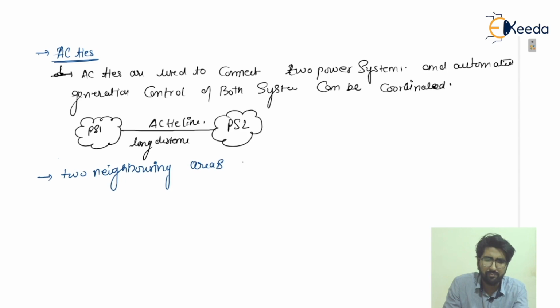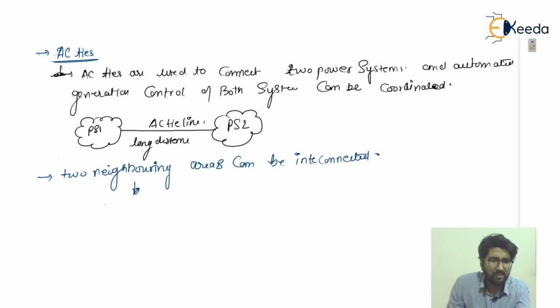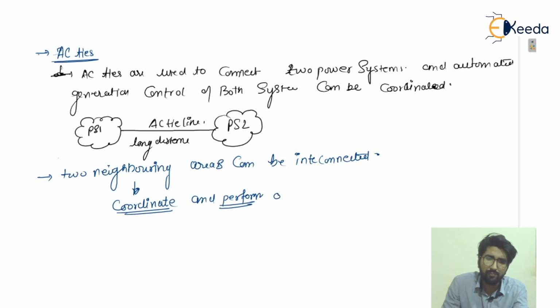The two neighboring areas can be interconnected. So these areas can coordinate with each other and perform the reliable operation. I hope up to this point you have understood. So they can coordinate, and they can perform the reliable operation. These are the two power systems which are interconnected.